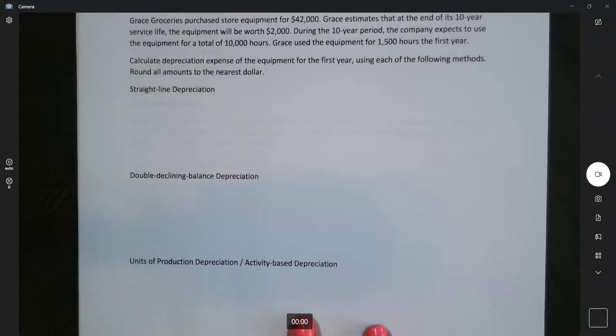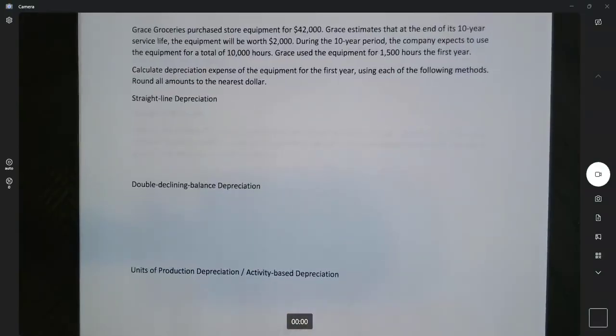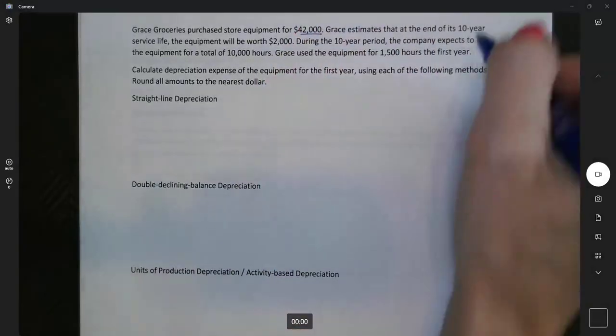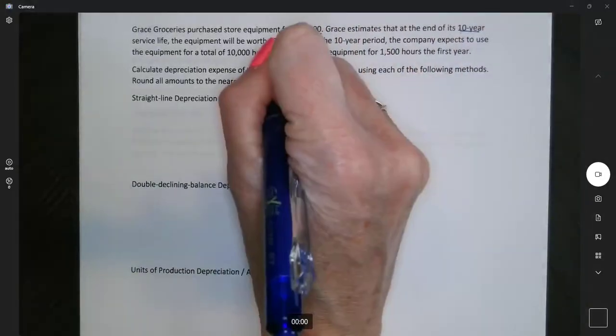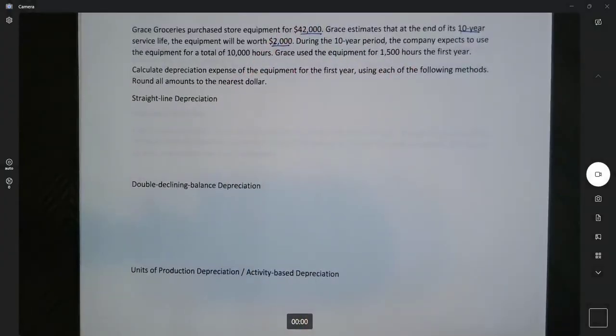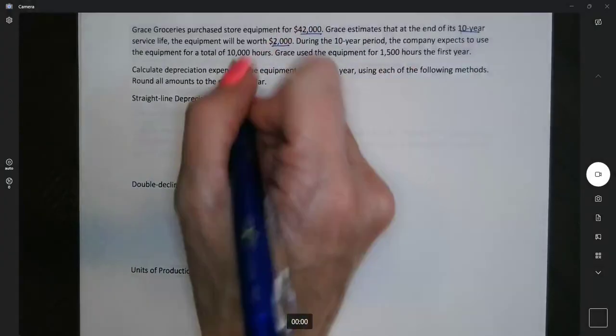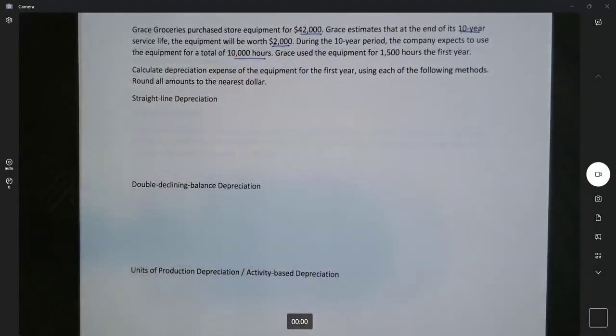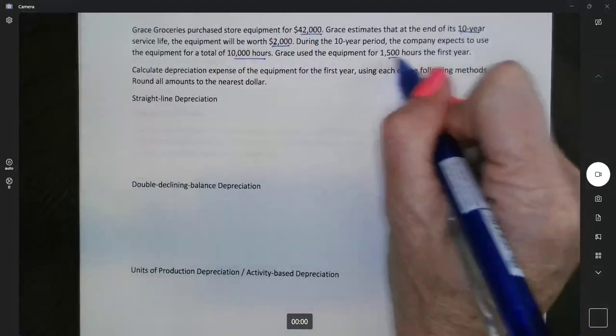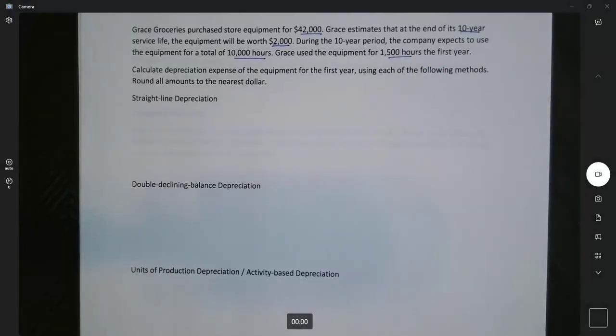Okay, we have an example where we're going to determine the depreciation for the first year on each of these. So Grace Groceries purchased store equipment for $42,000. They estimate that at the end of the 10-year service life, the equipment will be worth $2,000. During the 10-year period, the company expects to use the equipment for a total of 10,000 hours. Grace used the equipment for 1,500 hours in the first year. Calculate depreciation expense of the equipment for the first year using each of the following methods and round to the nearest dollar. We'll start with straight line depreciation.